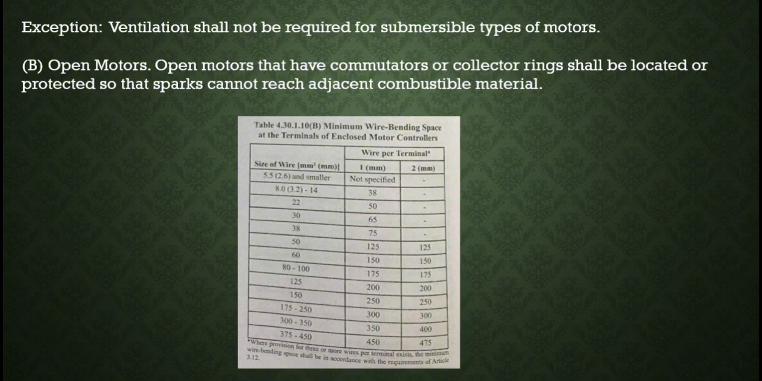combustible materials. So also nag-present ni siya sa table 4.30.1.10b. It specifies that minimum wire bending space required at the terminals of enclosed motor controller based on wire size and the number of wires per terminal.